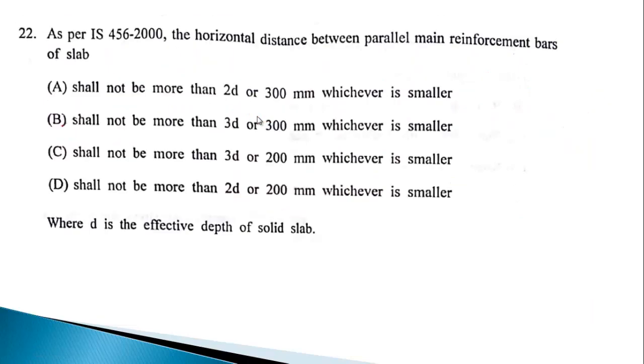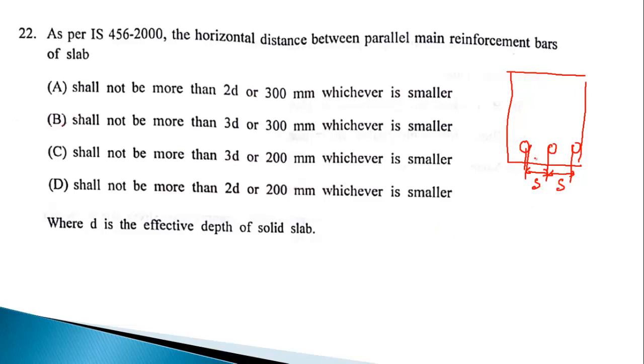Let me go to the next one. The next question is: as per IS 456:2000, the horizontal distance between parallel main reinforcement bars of a slab. If this is the cross section, and these are the main reinforcement bars, what is the maximum spacing that can be obtained while designing this spacing?